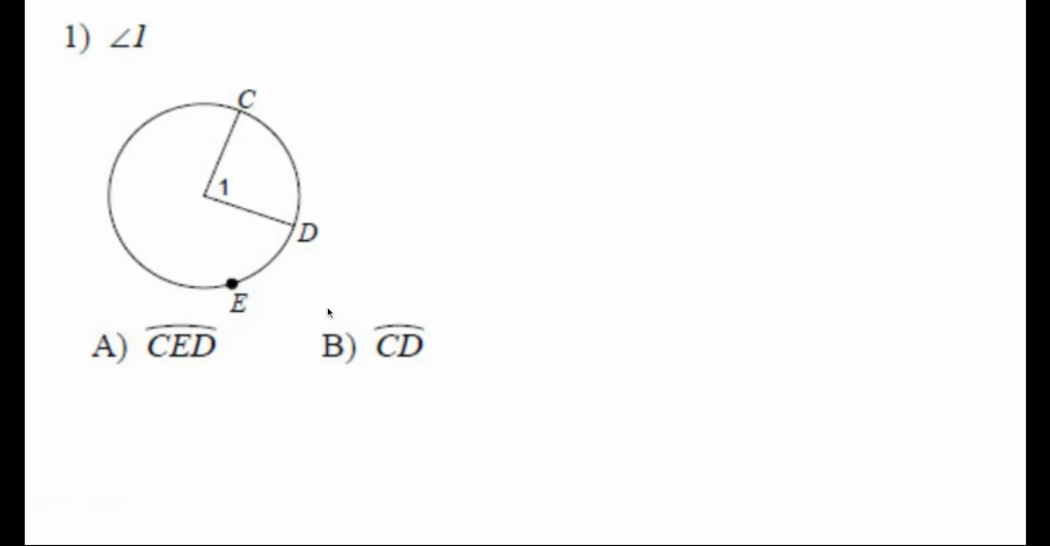So in this diagram, angle 1, sometimes we name an angle with a number on the interior of it. Angle 1 is a central angle. Looks like its vertex is at the center. CD, the two letters with the arc drawn over it, is a minor arc. But CED, named with three letters and an arc over the letters, is the major arc, going from C the long way around the circle past E until it reaches D. So CED is a major arc, CD is a minor arc.